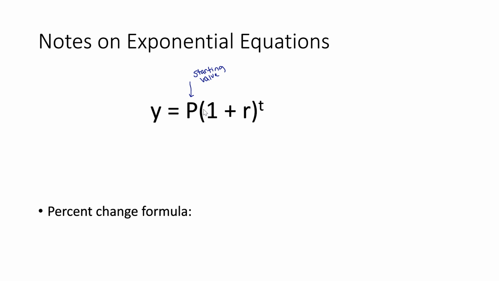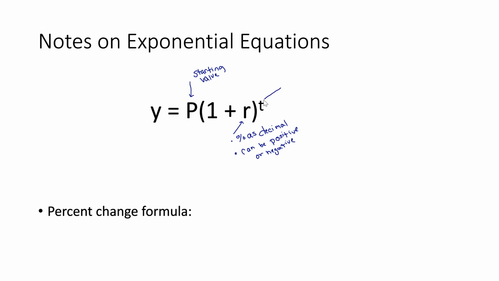And then inside the parentheses, we have 1 plus R. R represents a percent as a decimal. And so that's how you get that growth factor that our notes had as B. And key in thinking of this is that it could be positive or negative. So if it's positive, you would add that percentage. And if it's negative, you would end up subtracting. So if it's positive, you have exponential growth, and if it's negative, then you have exponential decay.